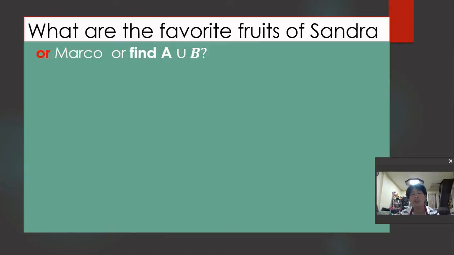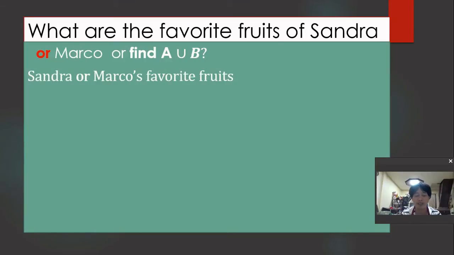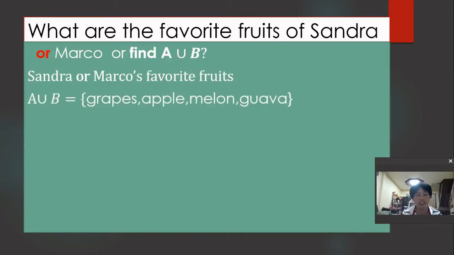Now, how are we going to answer this? The answer is Sandra or Marco's favorite fruits, a set whose elements are grapes, apple, melon, and guava. We only write down all the fruits that Marco and Sandra like, but we are not going to write them repeatedly. We have to write each one once.